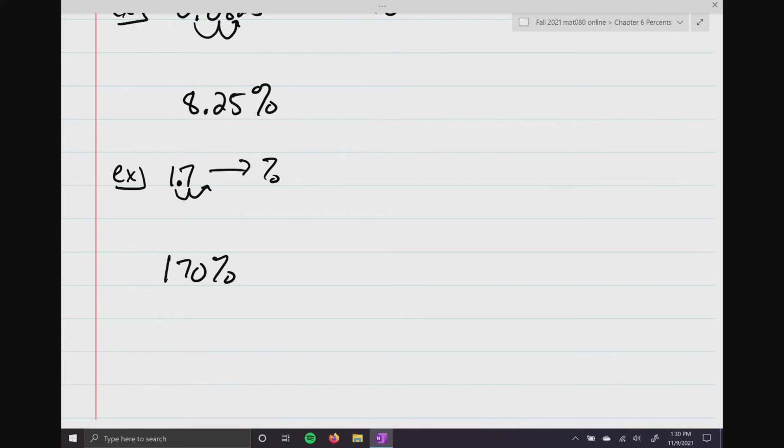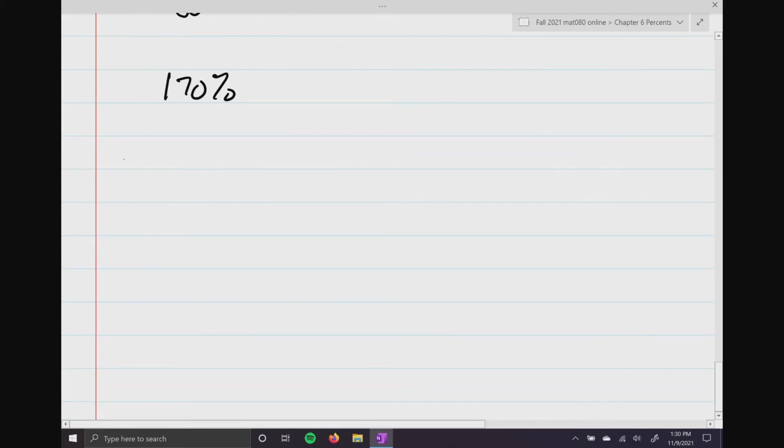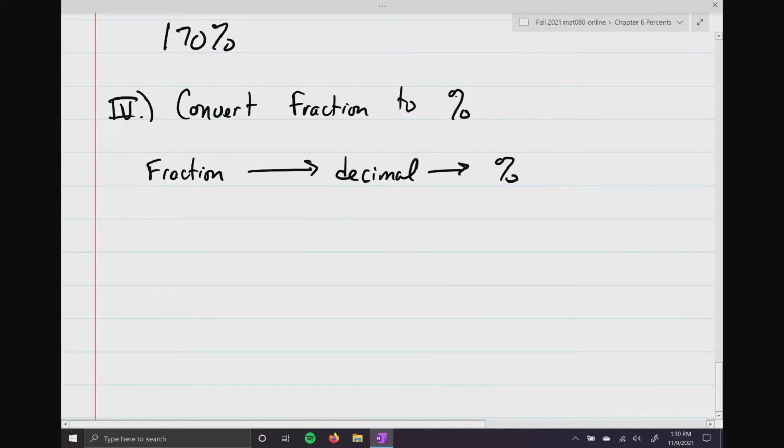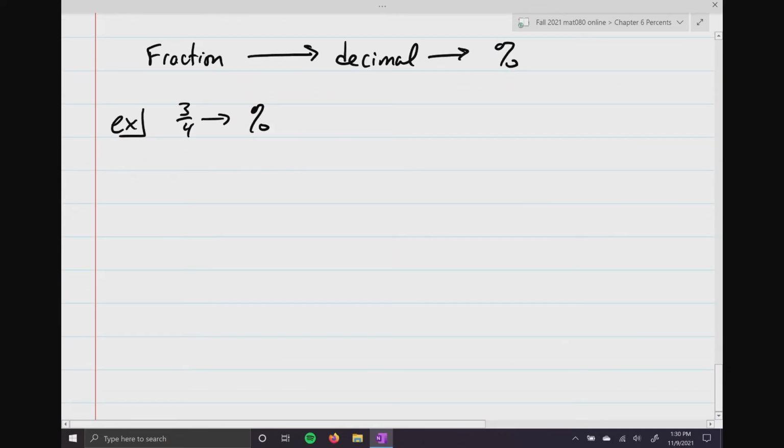Now, the last thing we want to talk about is converting a fraction to a percent. This is the only one that's going to require a little bit of work. Okay, and the way that we do this is we're starting with a fraction. We're going to convert it into a decimal first. And then we go into the percent. Okay? So an example was something like 3/4 to a percent. So what we need to do is go from a fraction into a decimal. And how do we do that? All we got to do is divide. That's it. Then once we have our decimal, we're going to move 2 places to the right and add your percent symbol.